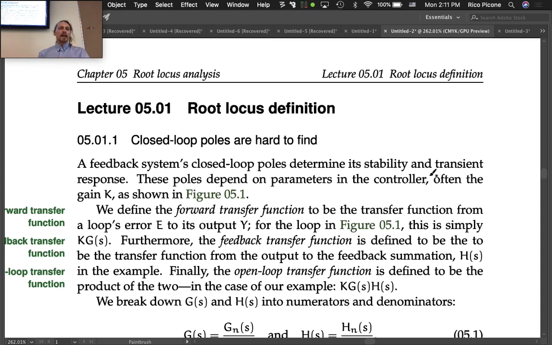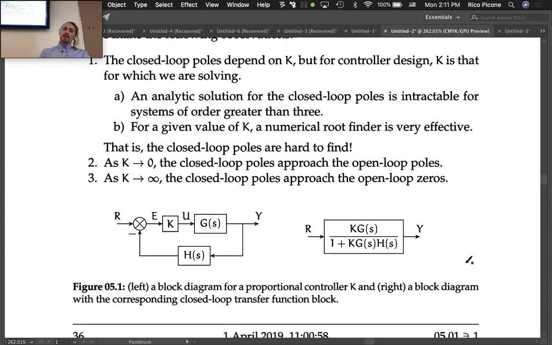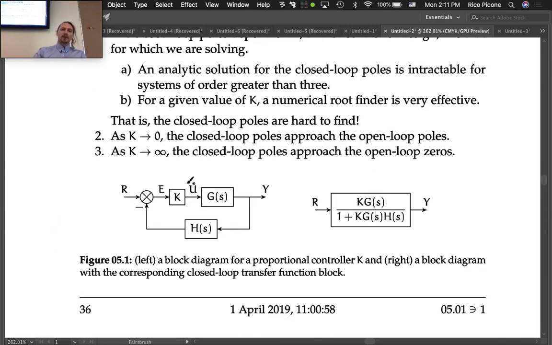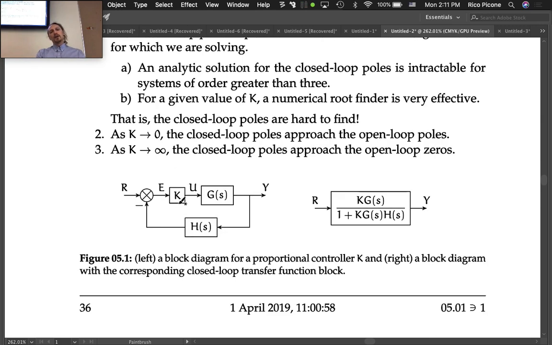Okay. A feedback system's closed-loop poles determine its stability and transient response. These poles depend on parameters in the controller, often the gain, as shown in figure 5.1. So this is the simplest type of controller that we'll consider, which is that in the controller block of our usual feedback block diagram, we're going to have a gain, just a simple gain. So whatever error comes in will get multiplied by a number, and that'll go out into the plant as an input.